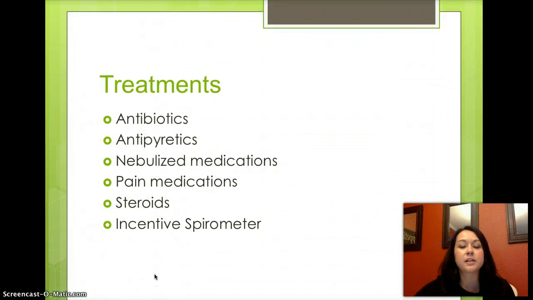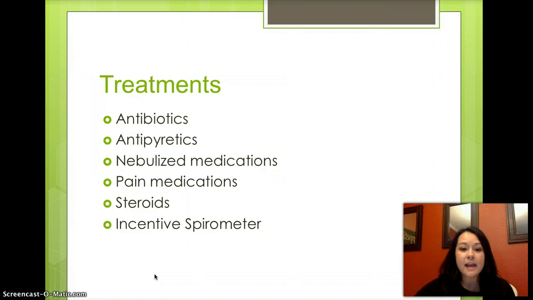What are our treatment options going to be for these patients? They're going to get some antibiotics, and they're usually going to get a broad spectrum antibiotic because we don't know right off the bat what kind of bacteria or virus or fungi we're dealing with in these patients. Antipyretics, that's going to be your Tylenol, Motrin. Nebulized medications, some albuterol, Xopenex, kind of open up those lungs, let them cough all that stuff out. Pain medications, this could be for patients that are just having a lot of pain with coughing, and it'll also relax them so they can cough and get that yucky stuff out.